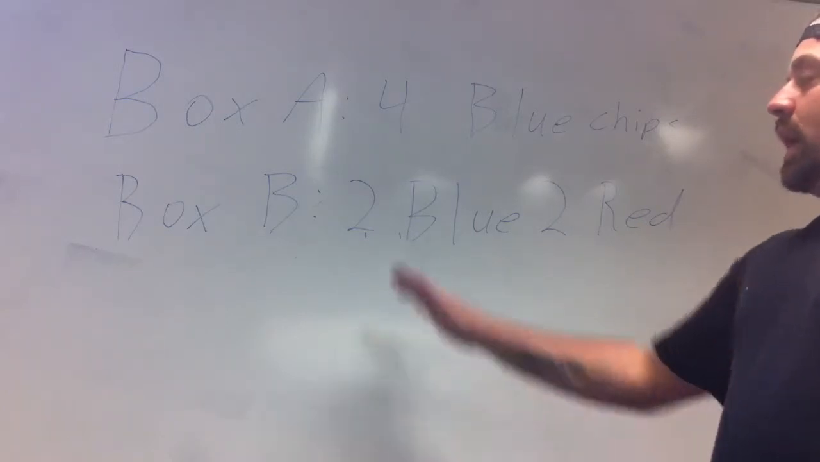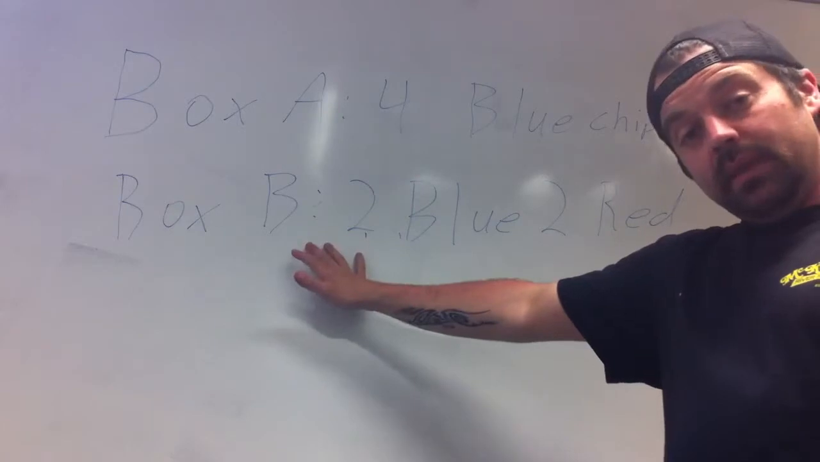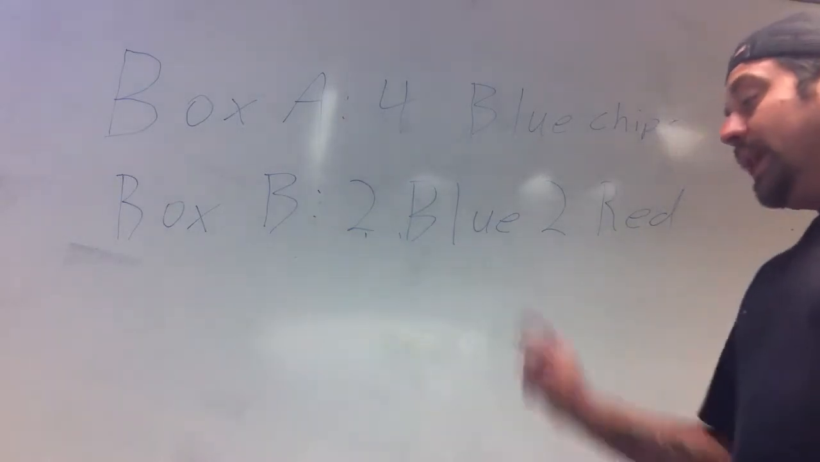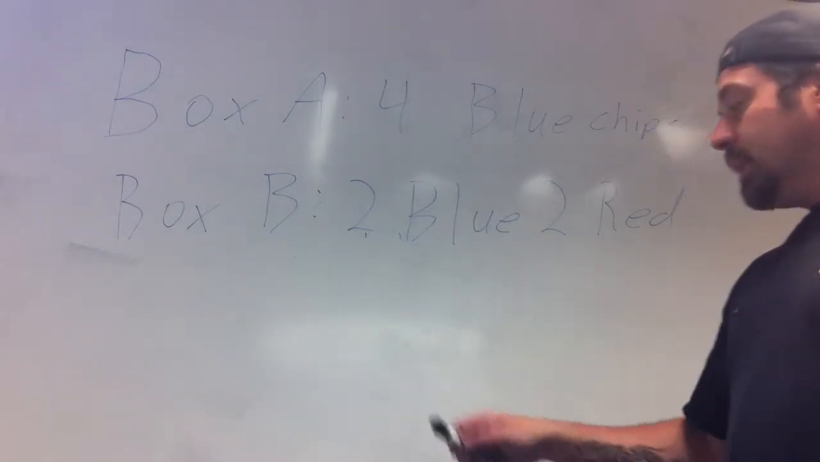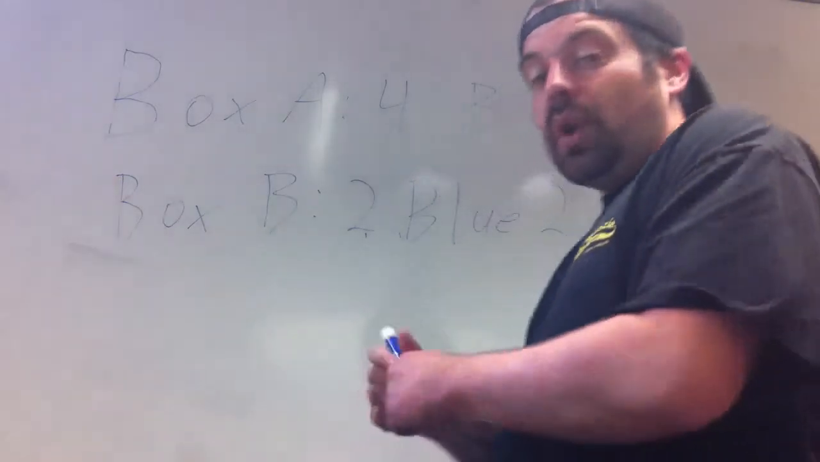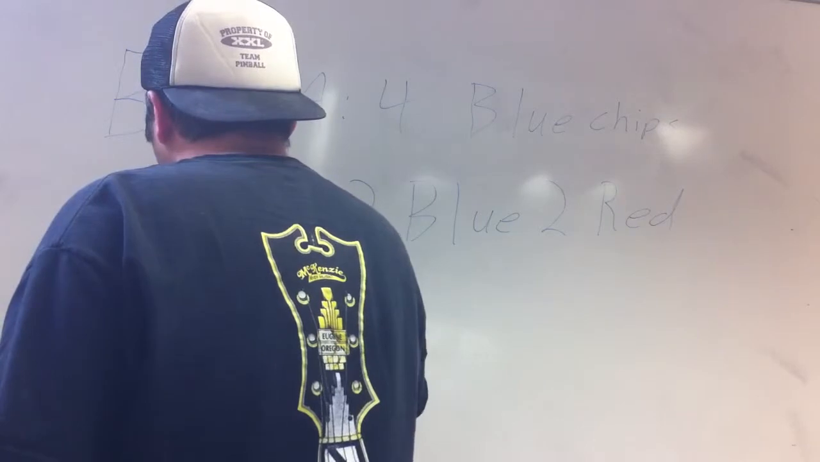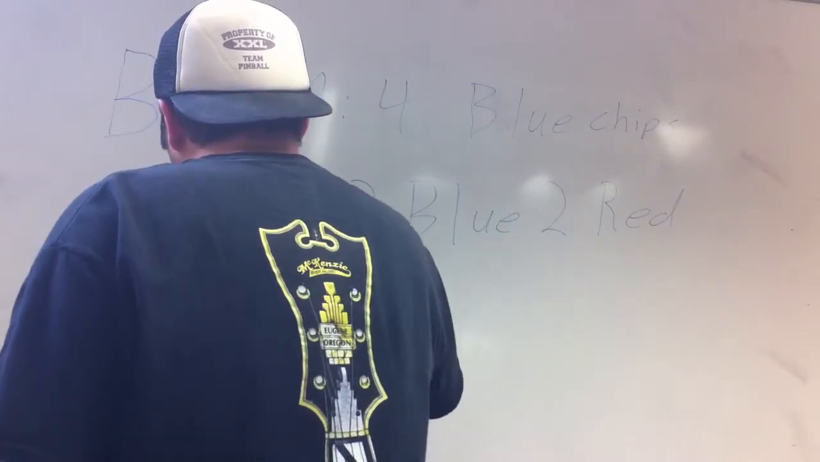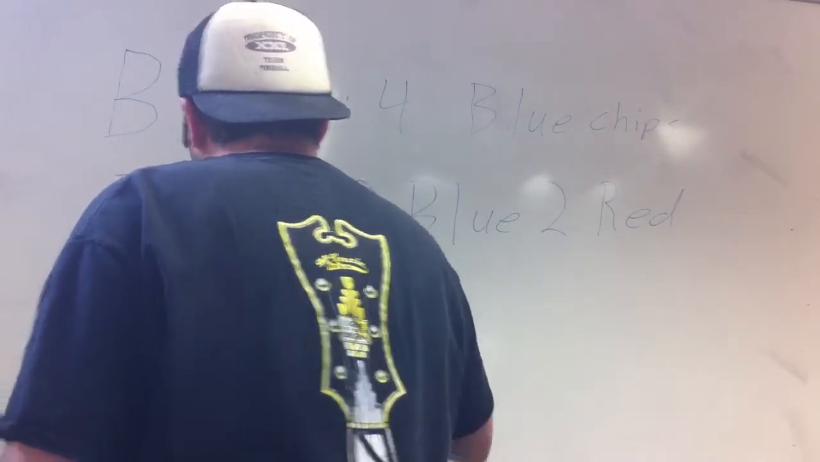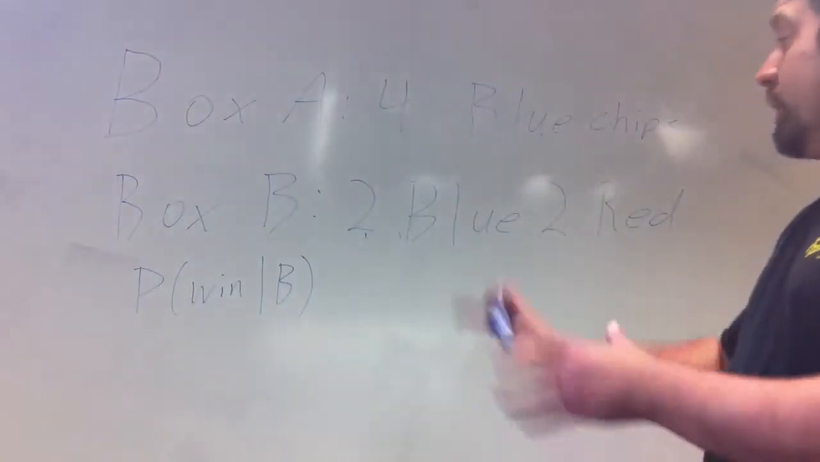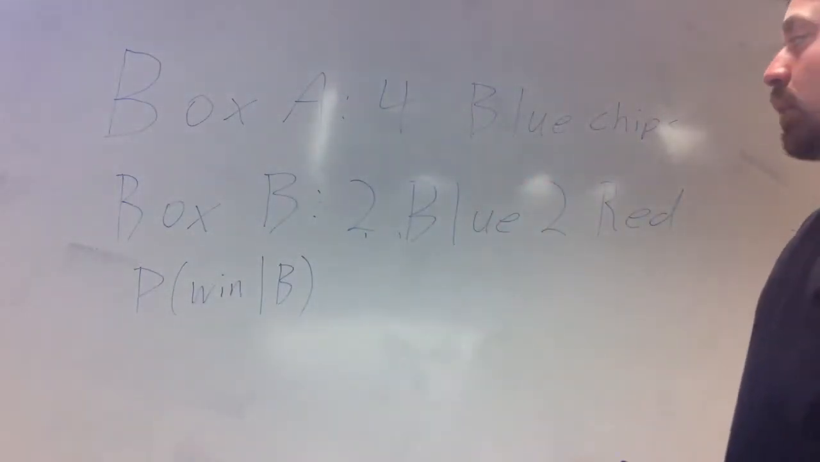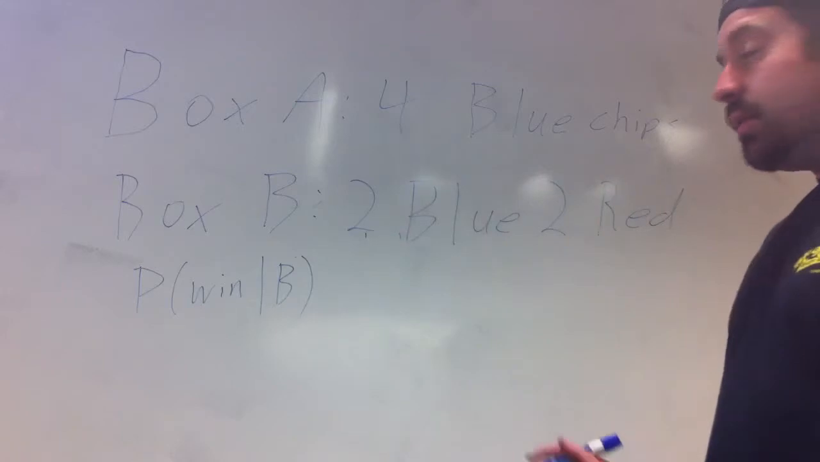So now the question is, well, what if you pick box B? What are the odds of winning if you pick box B? So I'm going to ask, what is the probability of a win given that I've picked box B? So now I need to draw the tree for box B, and I need to figure out, I only win if I pick 2 blue chips in a row.